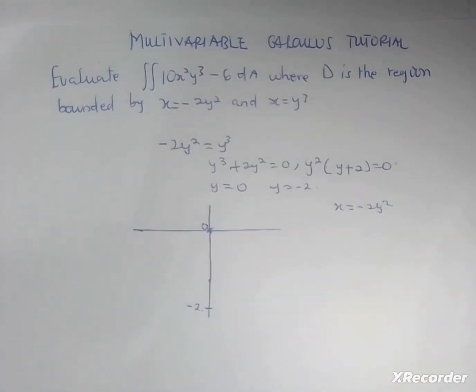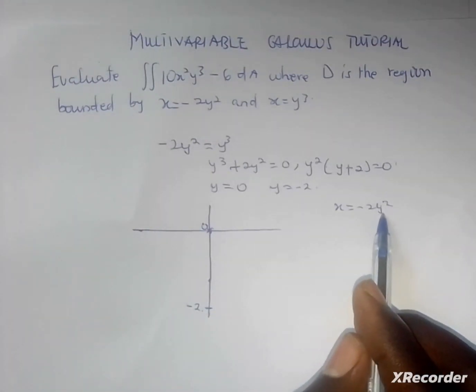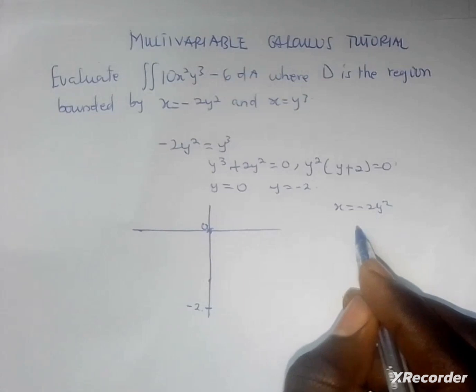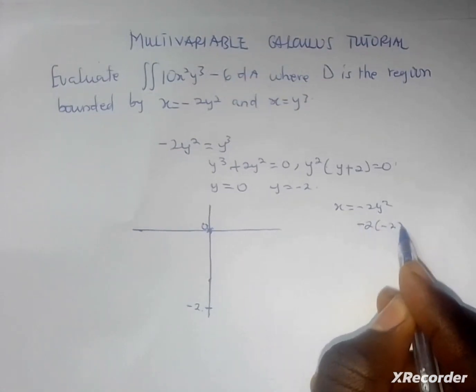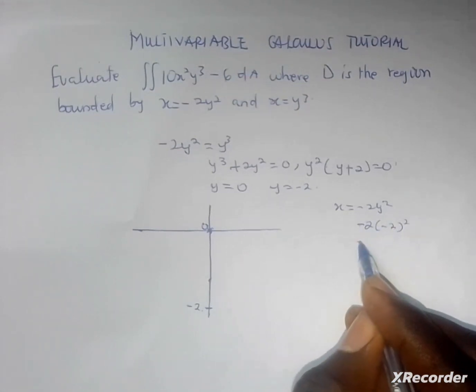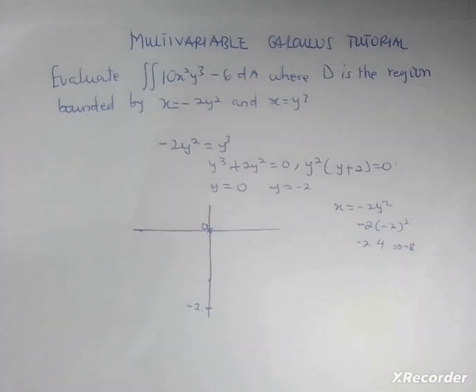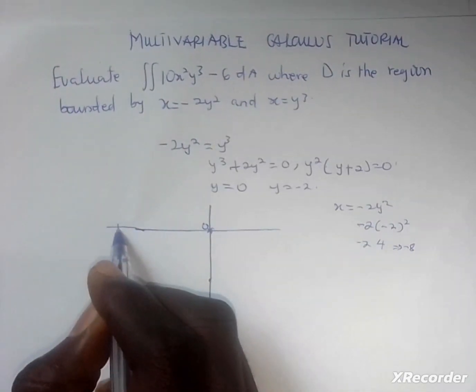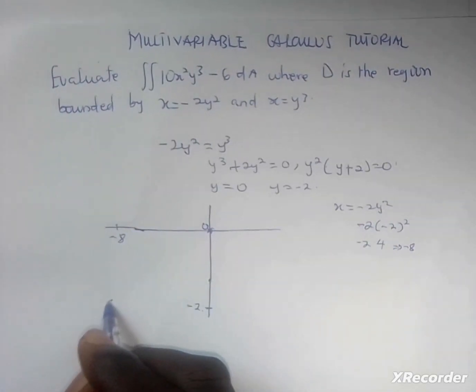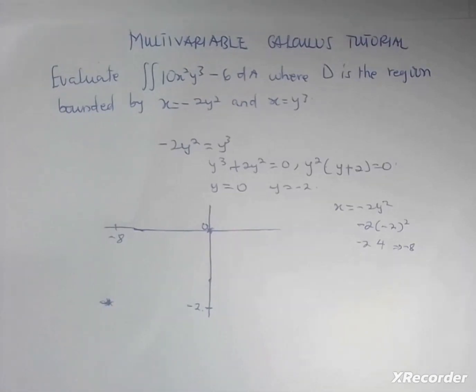The next thing to do is to put negative 2 here. Negative 2 gives me negative 2 multiplying negative 2 all squared, and that's going to give me negative 2 multiplying 4. That is equal to negative 8. So meaning x is going to be negative 8. So I'm going to locate negative 8 here. Therefore, I'm going to have it here. So meaning I have this curve joining from this side to this side.